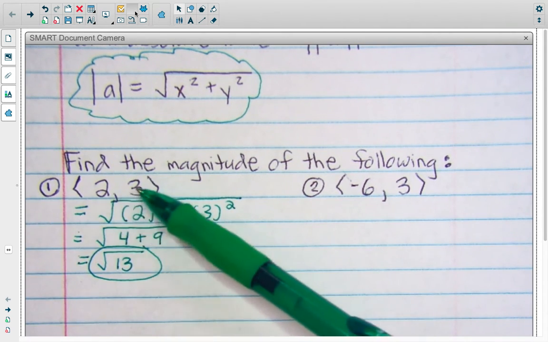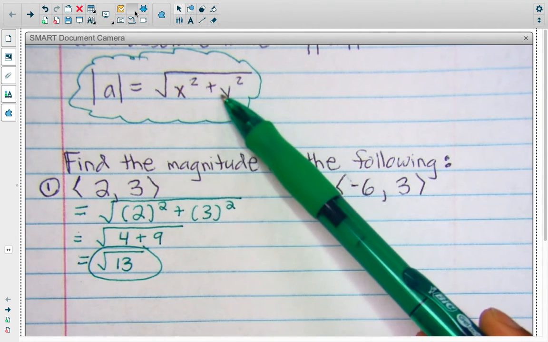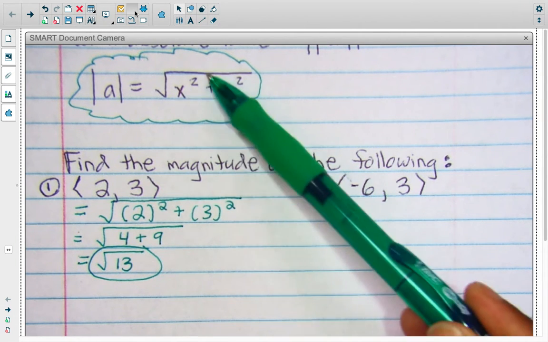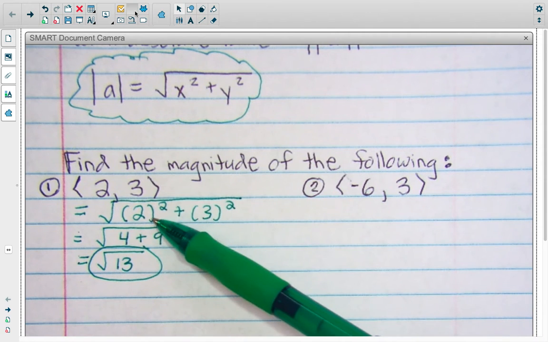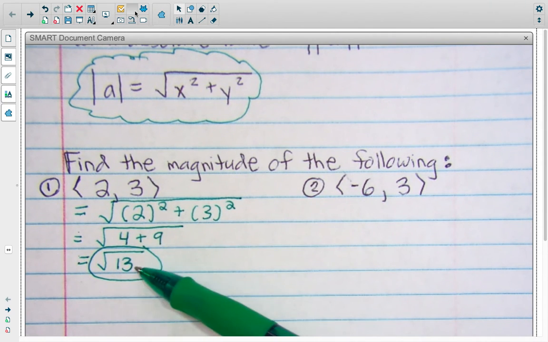So this is x and this is y. I substituted those into the formula with our square plus, and then we take the square root of it. 2 squared, 3 squared, add together, and this is 13. 13 is a prime number. I can't do my factor trees and break that down anymore, so we'll leave it as the square root of 13.